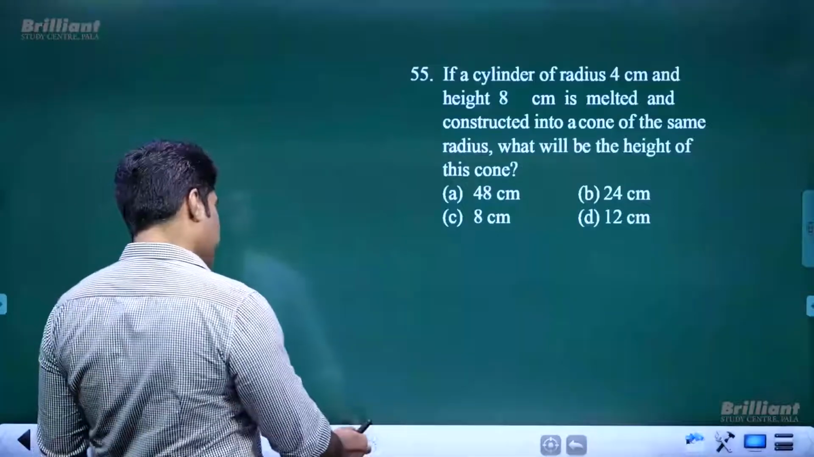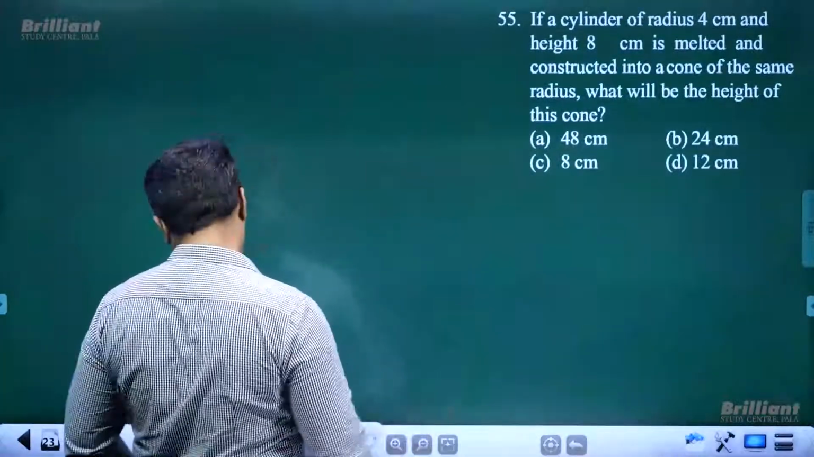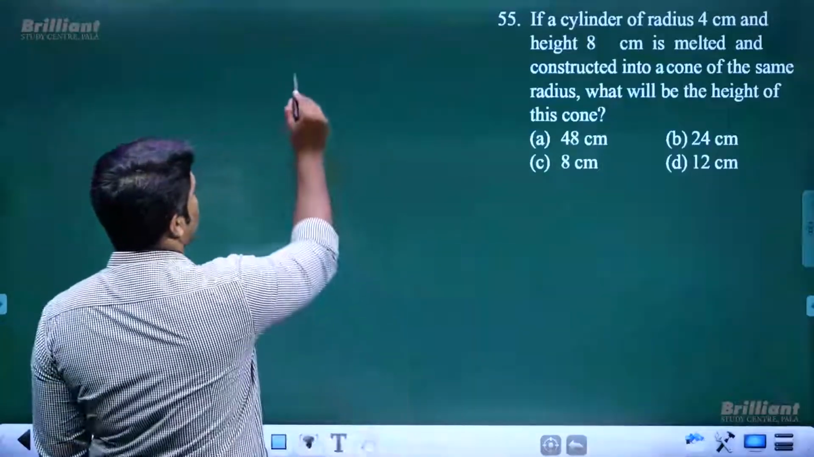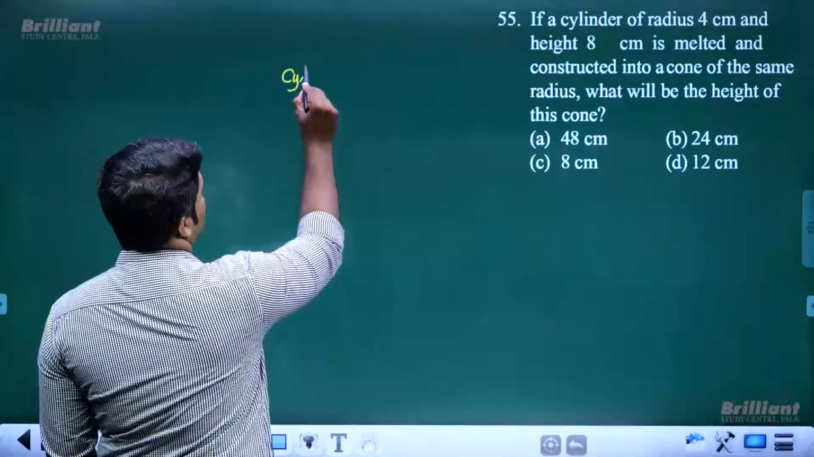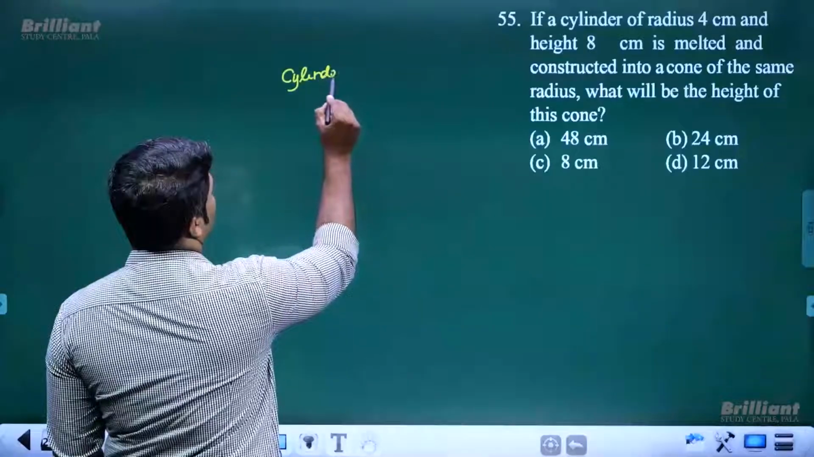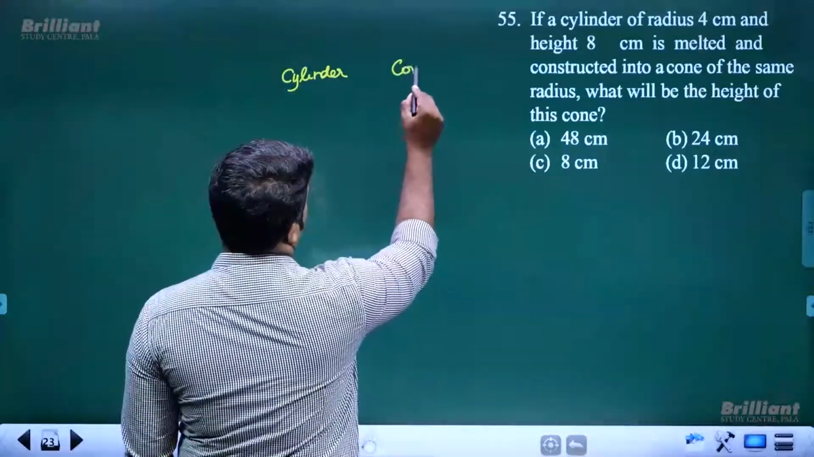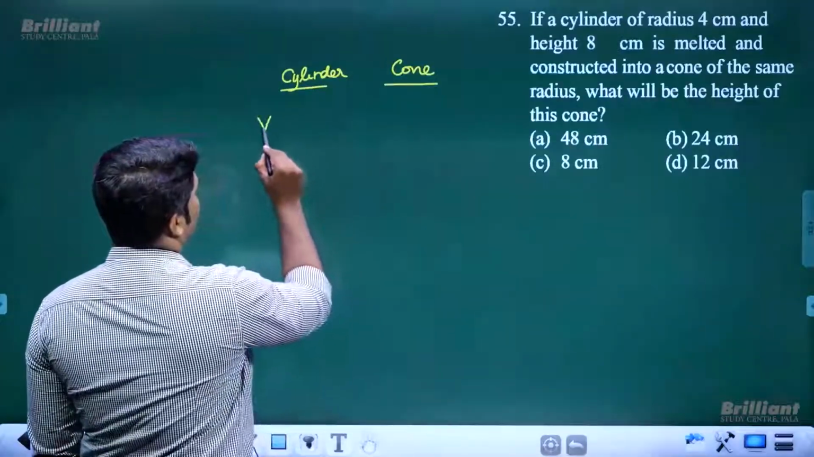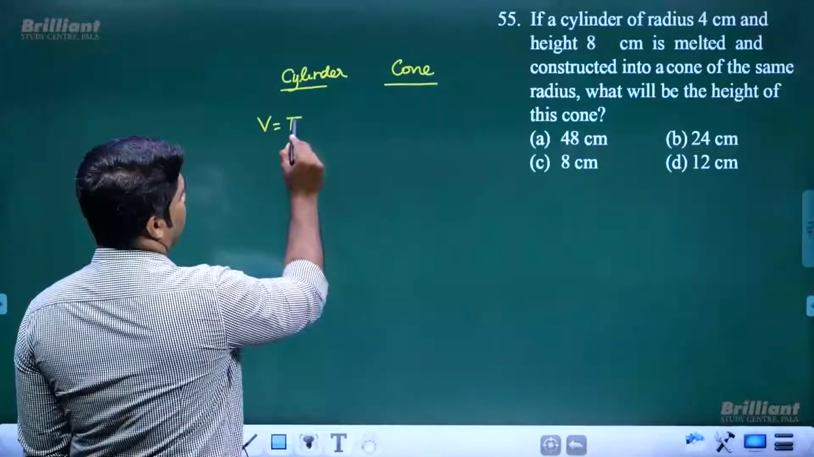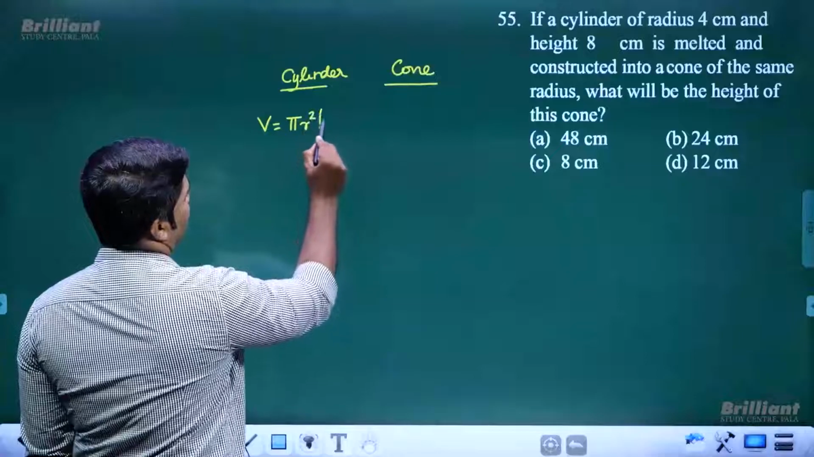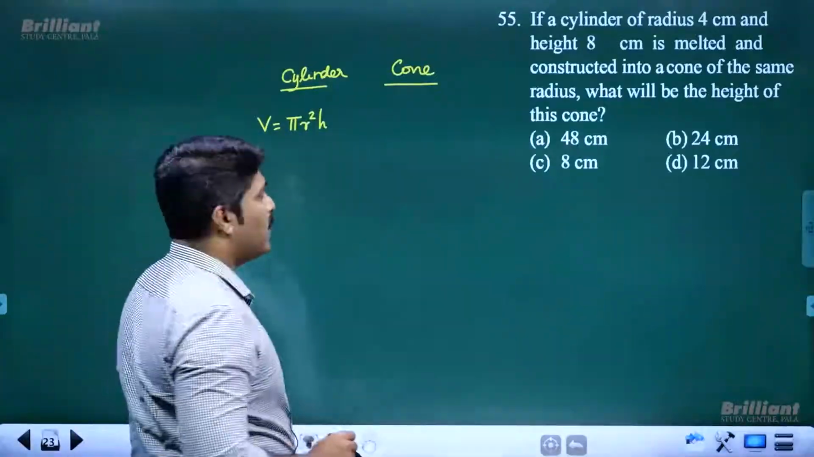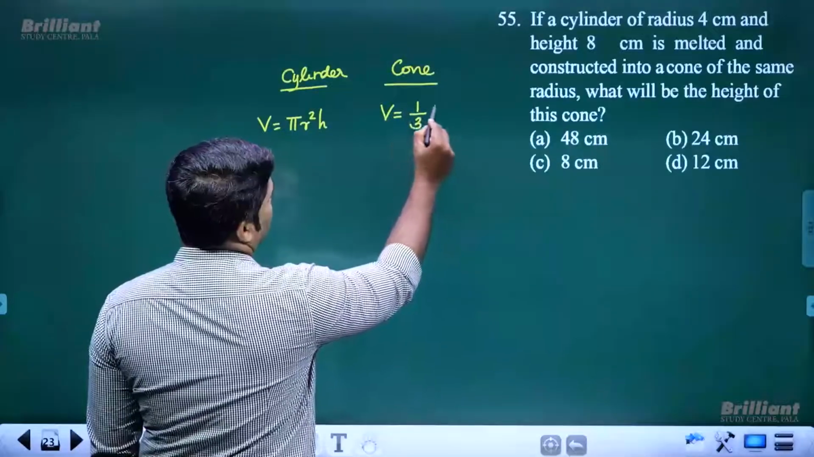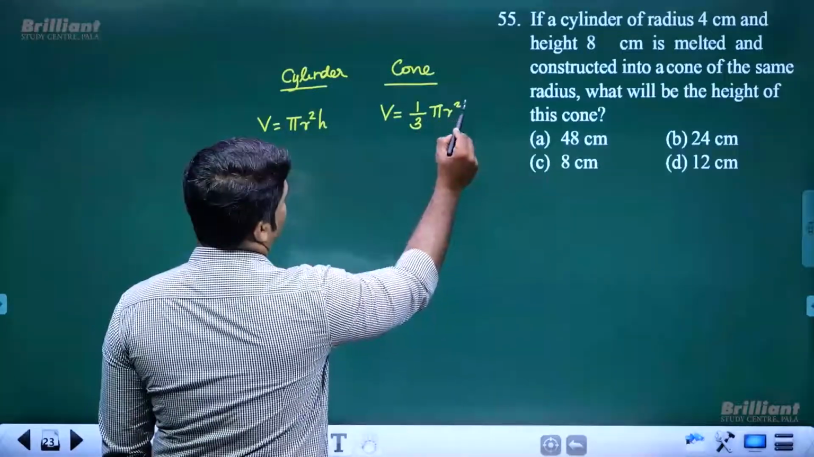First of all, you just recall the result of each figure. Here the first one, if it is a cylinder. So in the case of a cylinder and the case of a cone, we just consider. If it is the case of a cylinder, what is the volume? That is pi r square h. Instead, if it is the case of a cone, what is its volume? 1/3 pi r square h.